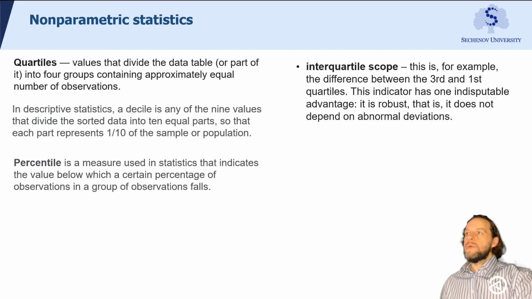Quartiles are values that divide the data table into 4 groups containing approximately equal number of observations. In descriptive statistics, a decile is any of the 9 values that divides sorted data into 10 equal parts, so that each part represents 1/10 of the sample population. Percentile is a measure used in statistics that indicates the value below which a certain percentage of observations in a group of observations falls.